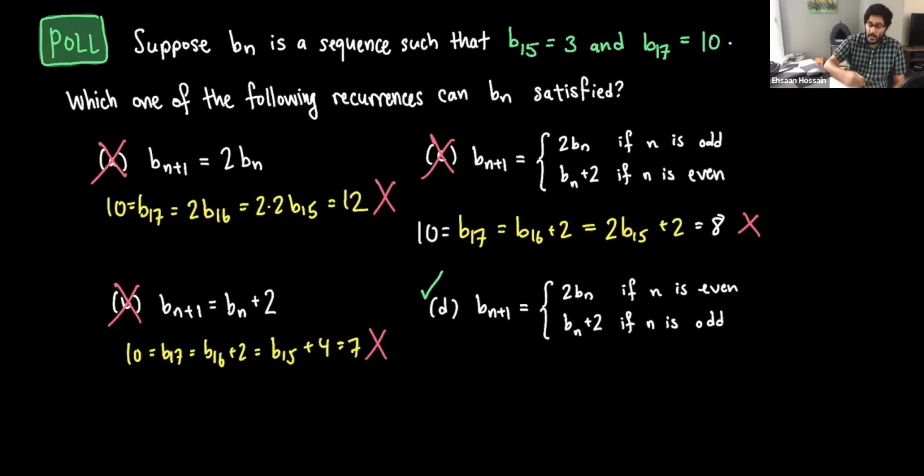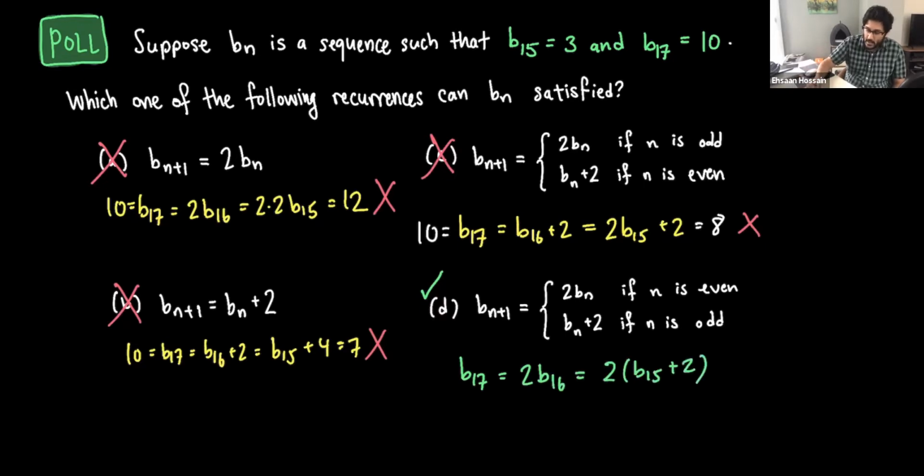Getting it? For D, I could check D. And okay, fine, let's do that. Let's see what happens. So B17 would be, well, I reversed these steps from part C. So since 16 is even, I'm going to do 2B16. And then I replace B16 with B15 plus 2.